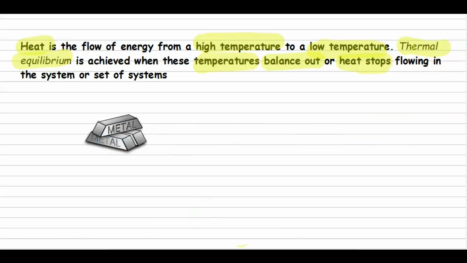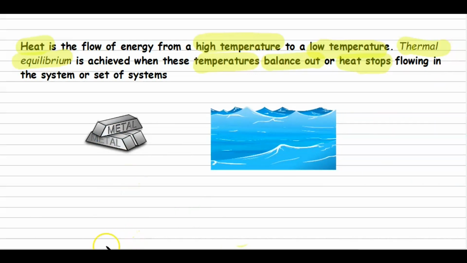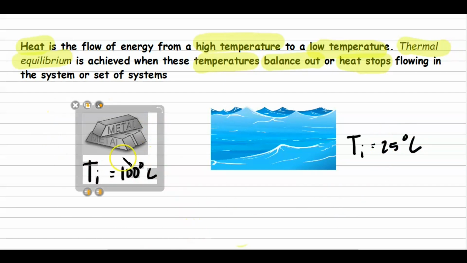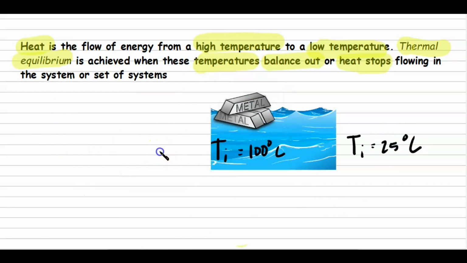Let's say, for example, I have here a piece of metal and water, with both of them having their initial temperatures. Let's say the initial temperature of the metal is higher compared to the water. What will happen if I mix them together? Since they have different temperatures, heat will flow from the metal to the water. This will continue until they reach equilibrium. At the equilibrium point, their temperature will be the same.